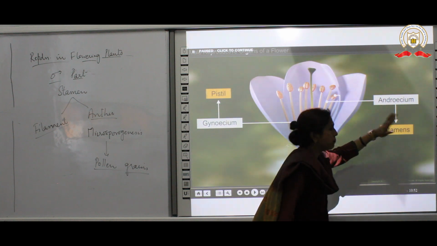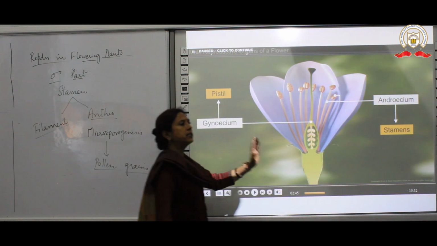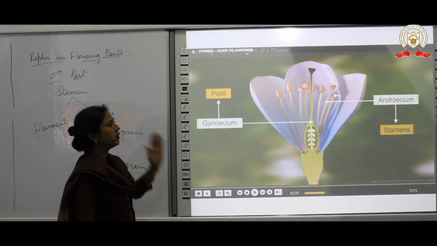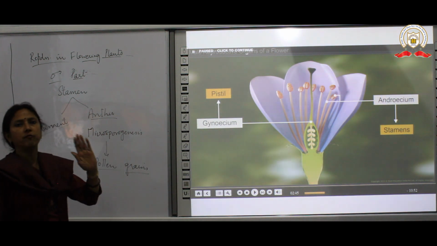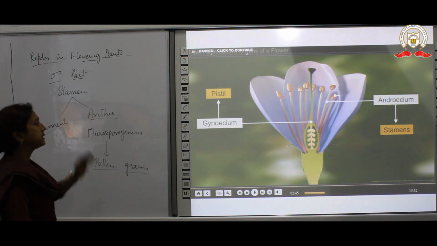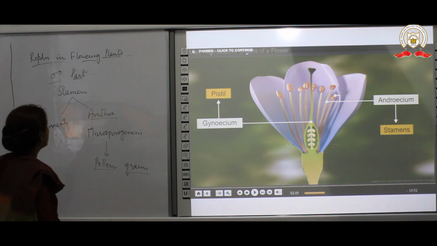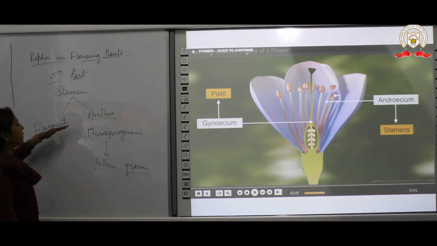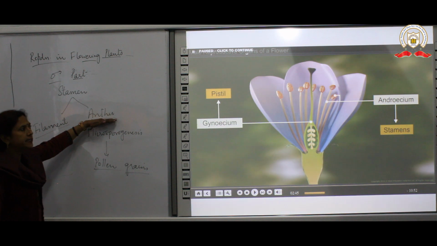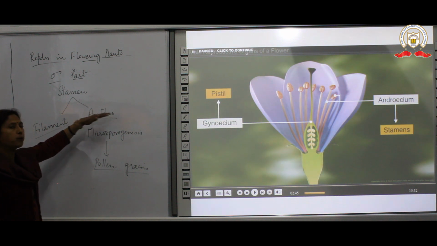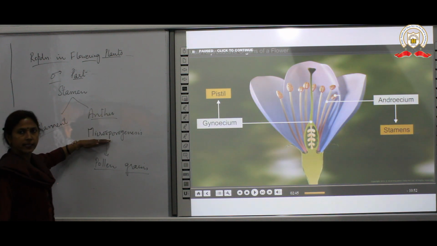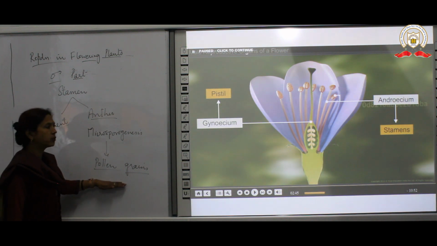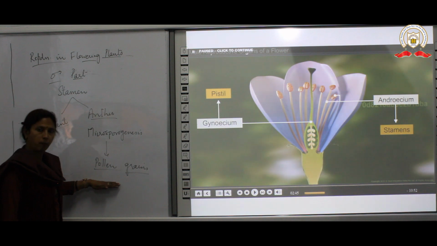Androecium contains stamens, and the distribution, number and arrangement of stamens varies from flower to flower, species to species. But the basic structure remains the same, that they consist of filament and anther. Now anther is the main unit where the process of microsporogenesis will take place, and this microsporogenesis process will lead to the formation of pollen grains, which are the male gametes.